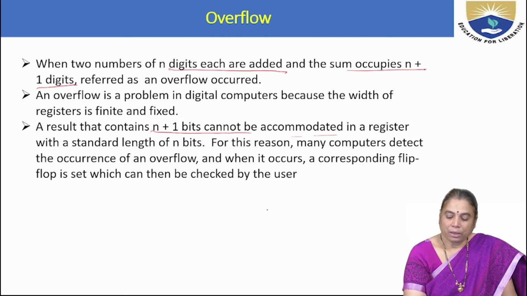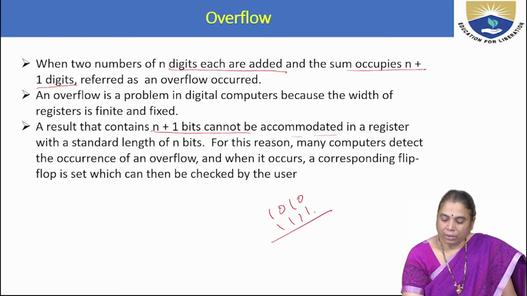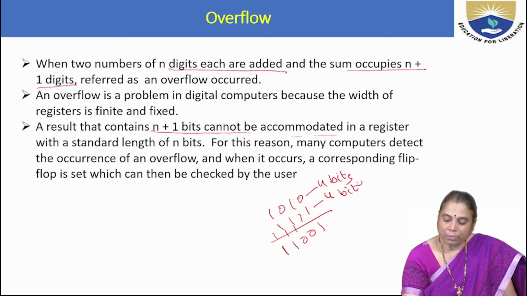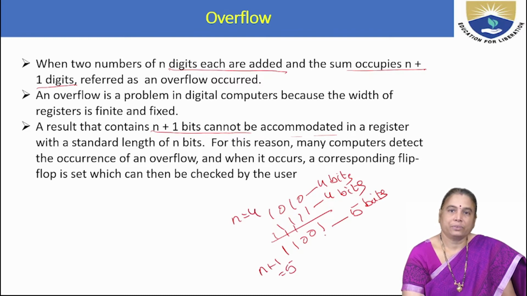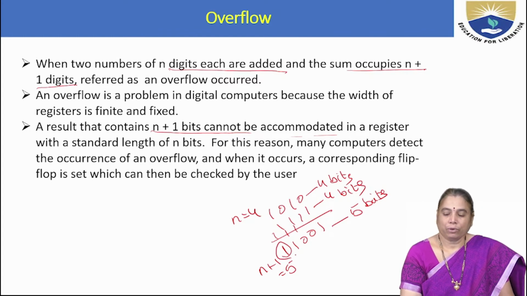So for example, if you consider the numbers 1, 0, 1, 0, 1. Here 4 bits are involved in the addition, but the sum can produce 5 bits. So n is 4 bits here, but n plus 1, 5 bits, are produced in the result. So this extra bit can be treated as the overflow bit.